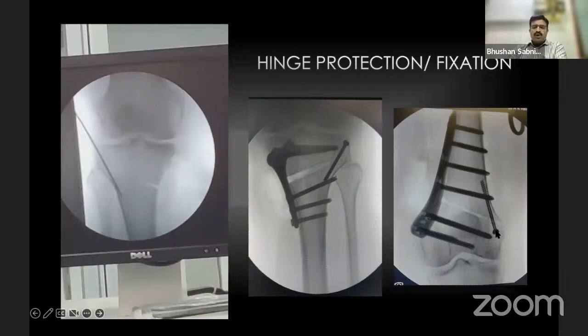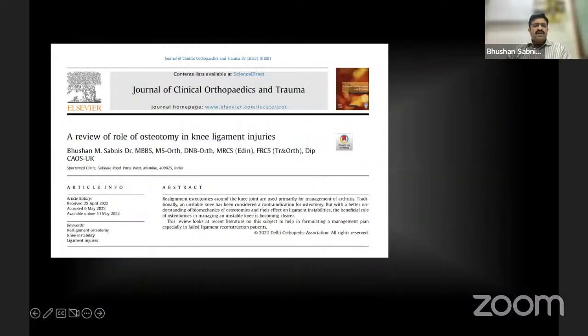I use it routinely for all my DFOs, but for HTOs also, it's not a problem if you put an extra screw on the lateral side, especially if you're using a new clip kind of plate, which is a smaller plate and which does not have a component of hinge compression as you would achieve on other plating systems.